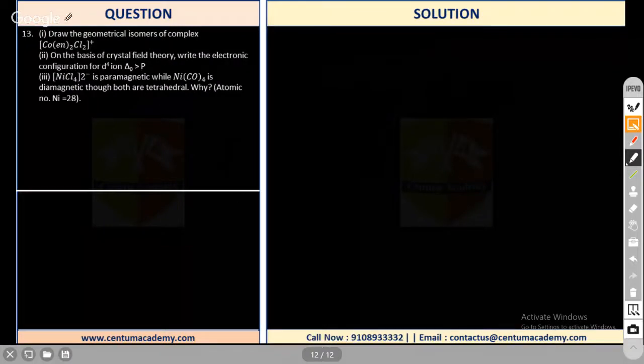So the geometrical isomers of this will be cis and trans. Can you draw the structure? Yes. So the answer will also be changed. It will not be 59.6. So do that calculation.